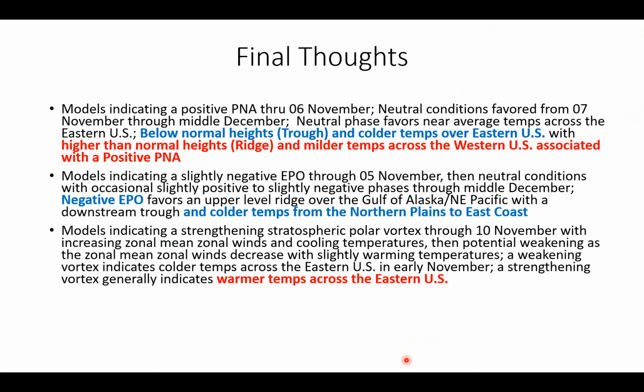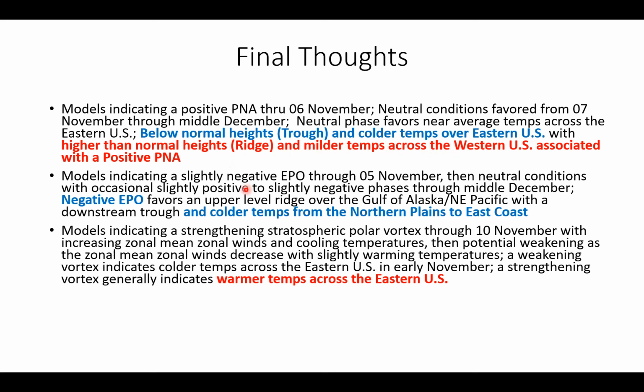I've done this before. All right, models are indicating a positive PNA through 6 November. Neutral conditions are favored from 7 November right through the middle of December. And a neutral phase is generally indicative of near average temps across the eastern U.S. Below normal heights and troughing and colder temps over the eastern U.S. is usually what you get with a positive PNA.